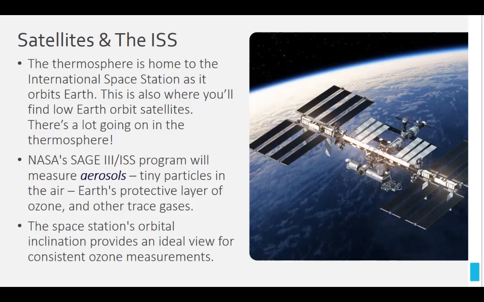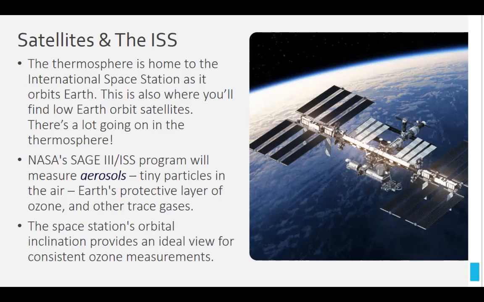NASA's SAGE 3 ISS program will measure aerosols, or tiny particles that are in the air, and Earth's protective layer of ozone and other trace gases that may make it up into the thermosphere. This space station's orbital inclination provides the ideal view for consistent ozone measurements.